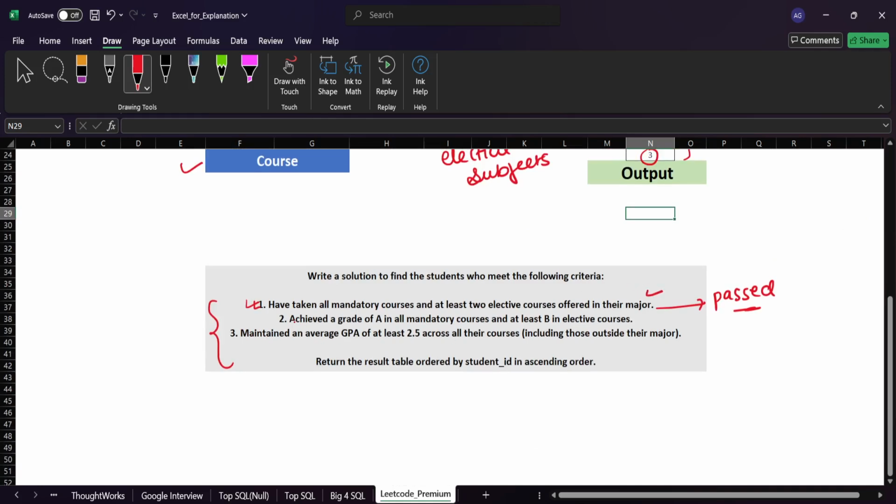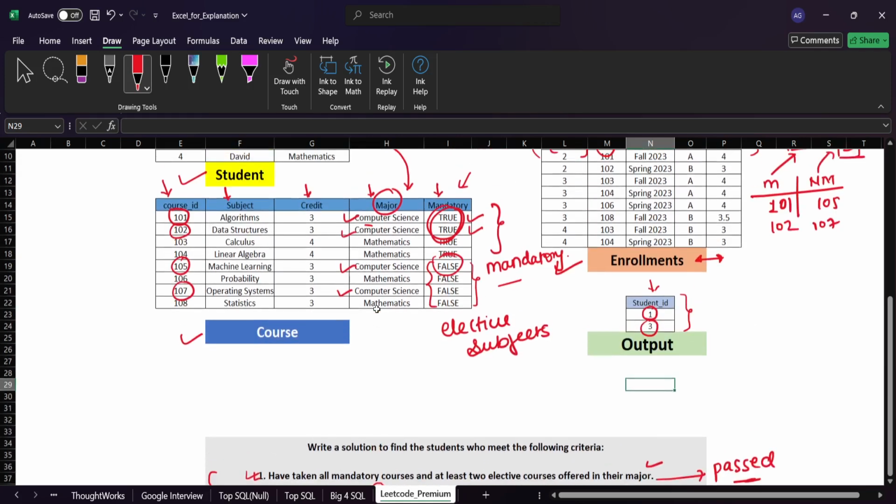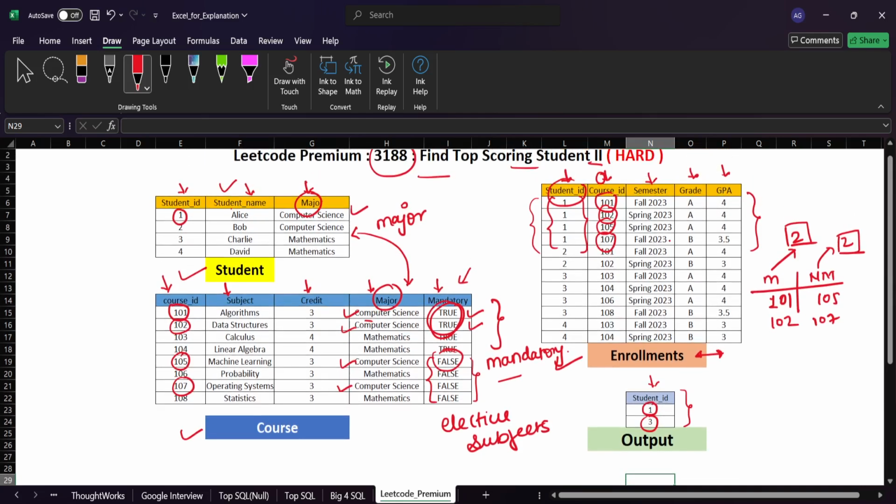Now let's talk about the second condition. Achieve a grade A in all the mandatory courses and at least B in the elective courses. In the mandatory courses, a student should get A, right? Now let's see over here. So 101 and 102, these two are the mandatory courses, right? And the student has got the grade A in both of them.